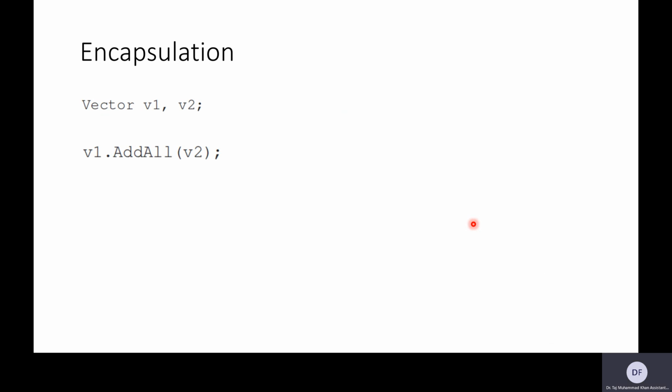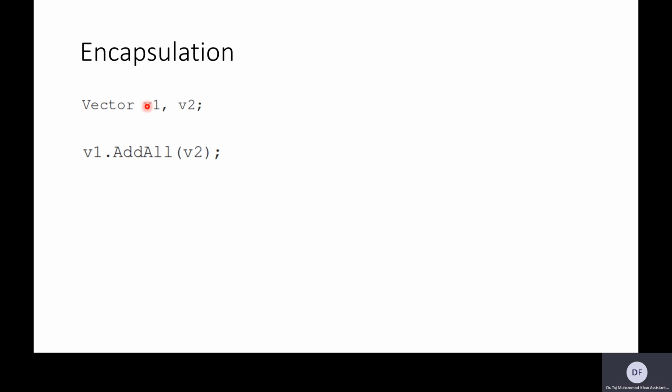Encapsulation, hope you have studied this in your OOP course. Encapsulation basically hides a lot of details from the user. Hiding the details also poses a lot of problems. Let's say you have two vectors, vec1 and vec2, and there's a function called v1.addAll(v2), which will add all the elements of v2 to v1.